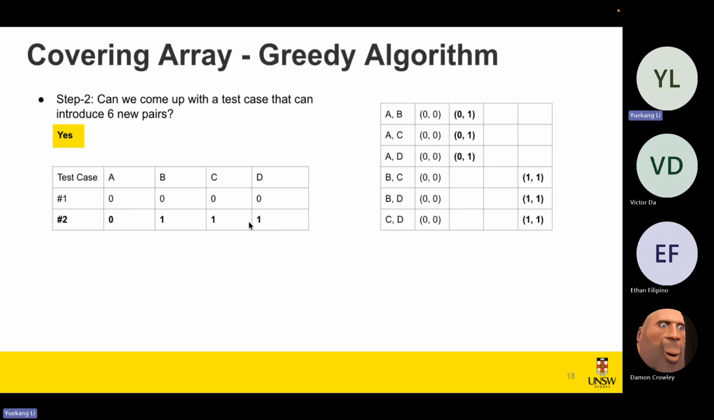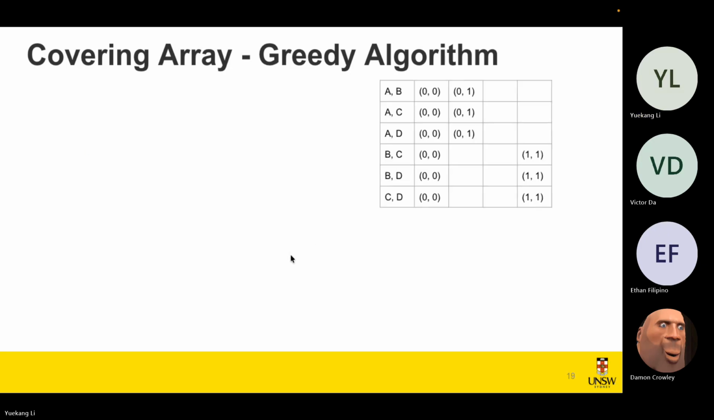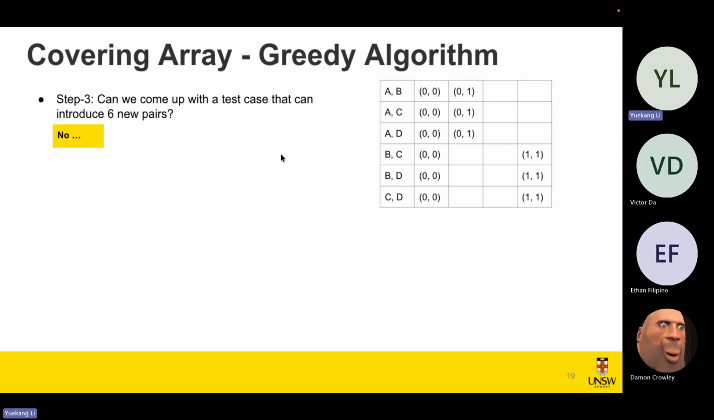And this actually automatically gives us 6 new pairs. You can see that except for A, all the other values are 1, right? So for all the patterns not involving A, they are just all 1,1, and for all the values involving A, they are just 0,1. So this is the second step, and this is what we have on the scratch pad right now. Let's see if we can create another test case that can produce 6 new pairs. And this time, unfortunately, the answer is no.